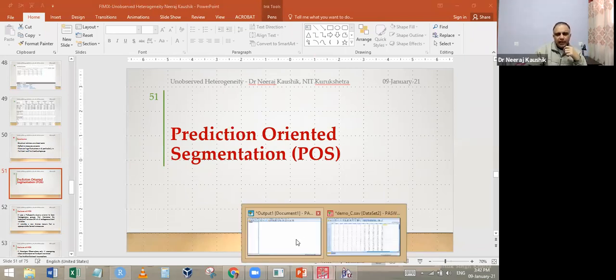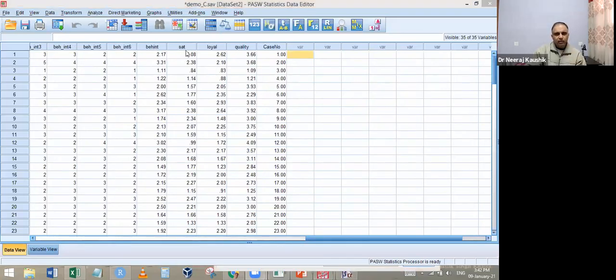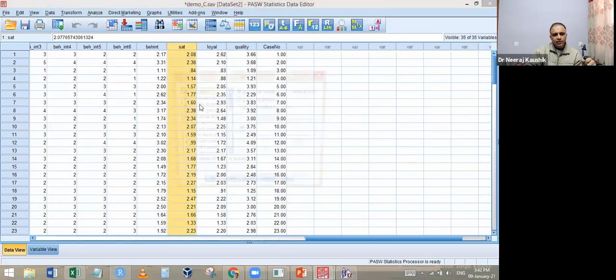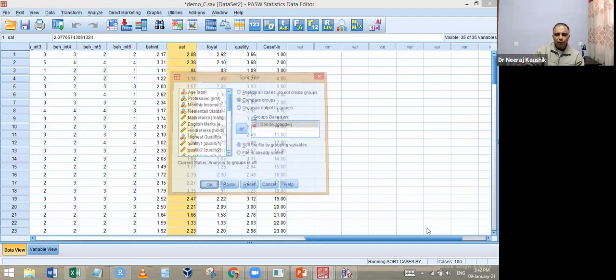For example, here in this file, ma'am, hope you are able to see my screen. I have saved the scores of quality, satisfaction and loyalty. I can save them using SmartPLS. I saved it. Now I want to see whether quality leads to satisfaction. Is it the same for boys and girls or not? How can I go? Data, split file, this I am doing in SPSS. Gender, compare groups. Now, whatever you do will be compared separately for boys and girls.